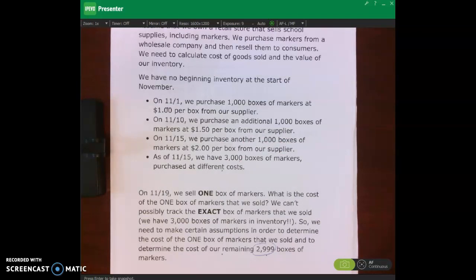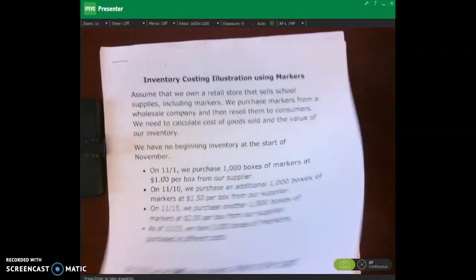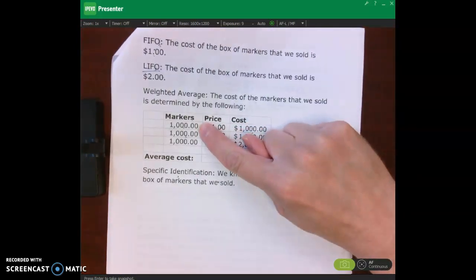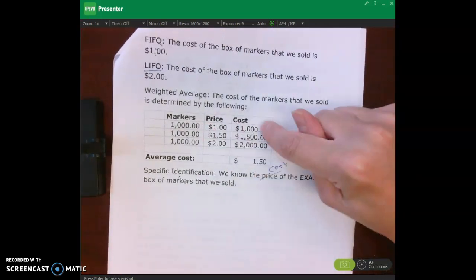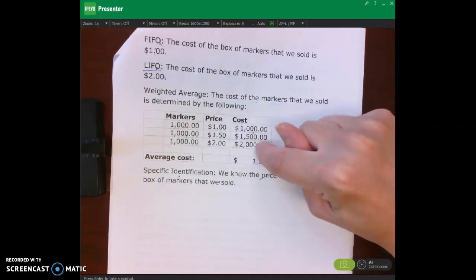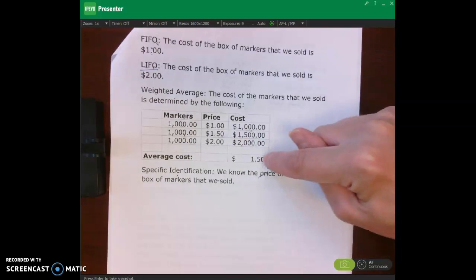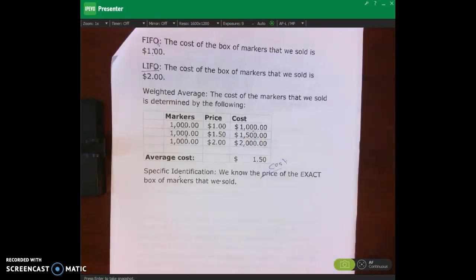The other thing that we could do is we could say, well, these are all boxes of markers and they're all pretty similar. So maybe we could just take a weighted average. How could we do that? We could take our 1,000 boxes of markers times the $1. There's the cost. And then we could just add it up and divide by 3,000. And we get $1.50. And then that's the weighted average.